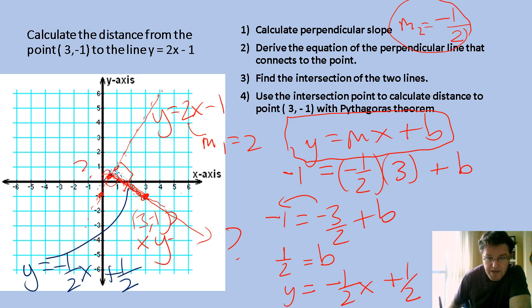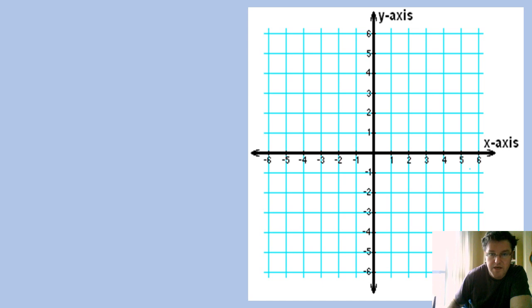Okay, so for now we've got the equation of the perpendicular line. That's going to get us a long way here. Let's move to another slide. So y equals minus a half x plus a half.